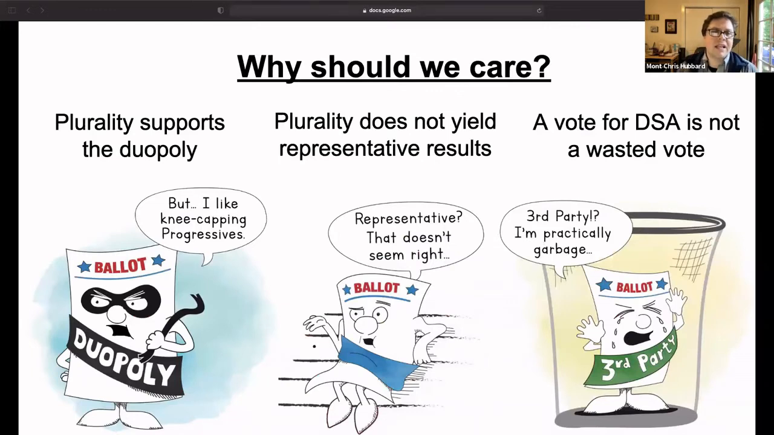So why should we care? That's, like I said, a pretty easy answer. Plurality is terrible for these reasons, and we want an election that elects the right candidate. And we as DSA members want people to be able to vote for DSA, right? So that's why we should care.